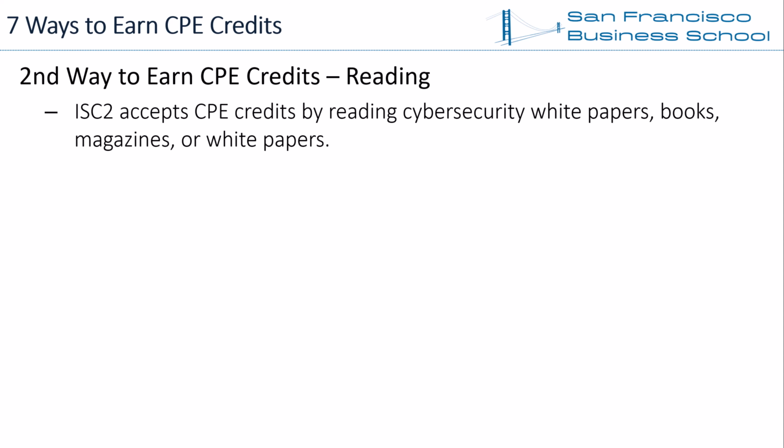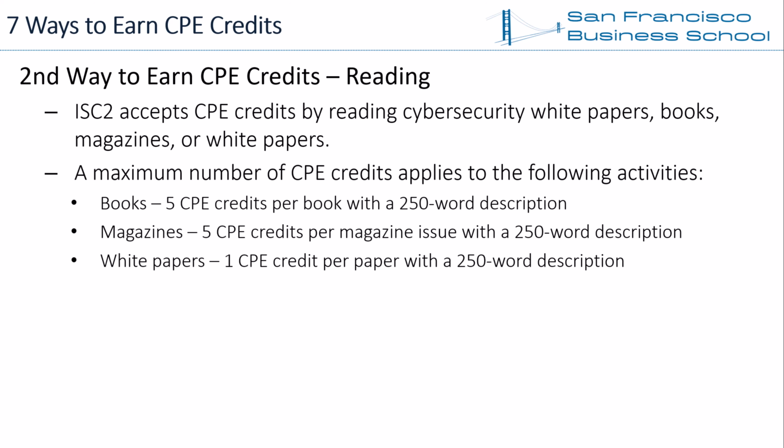There are further requirements for earning CPEs through reading as well. A maximum number of CPE credits applies to the following activities. Books: 5 CPE credits per book with a 250-word description. Magazines: 5 CPE credits per magazine issue with a 250-word description. White papers: 1 CPE credit per paper with a 250-word description. So, there is a limit to earning CPEs through reading.